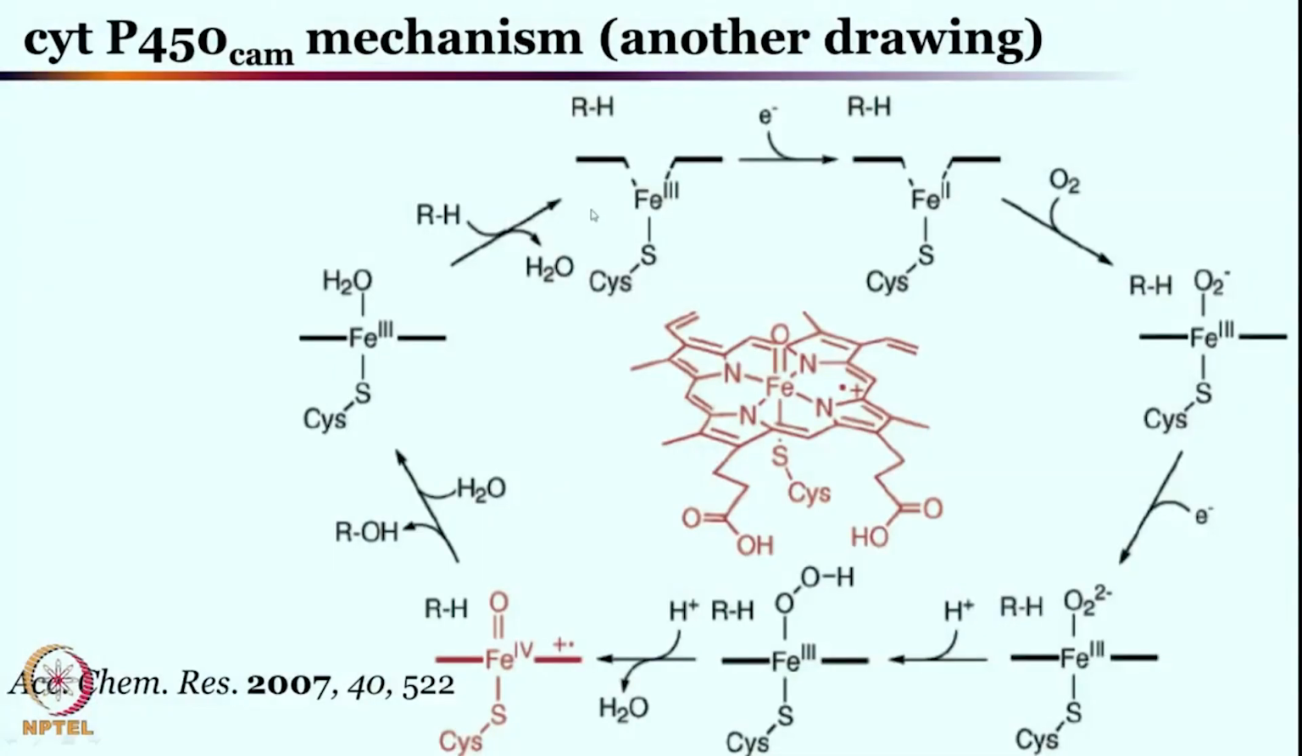So, let us look back at the mechanism once again. What has been proposed is that this iron 3 plus first gets reduced to iron 2 plus, which is not part of the complete porphyrin plane. Upon oxygen binding and electron transfer, it forms the iron 3 superoxo. It gets into the cavity of the porphyrin and then electron transfer and protonation give the iron 3 hydroperoxo species.